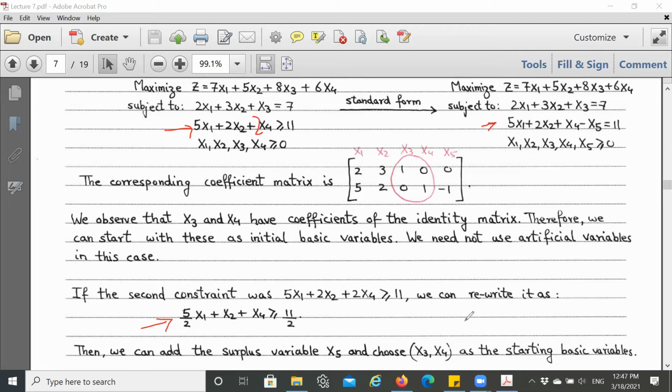So we write it this way, then we add a surplus variable x5 as before, and we still see that I was able to make it into what is this called? Identity matrix, right? So now I have 5 by 2, this is 1, 3 is 0, 4 is 1, and x5 is -1. By doing this division, I set this as an identity matrix, which otherwise, if I hadn't divided by 2, there would have been a 2 over here.